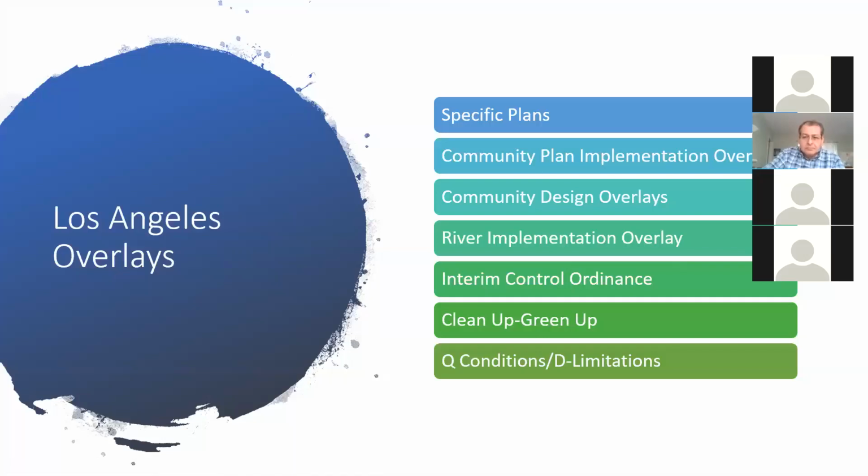Q conditions and D limitations, we already talked about. D limitations, I'm not sure, but it's similar to a Q condition where it limits the development parameters of a certain property, but it's always tied to a height district. So it will usually only apply to limiting the building height or the floor area ratio.